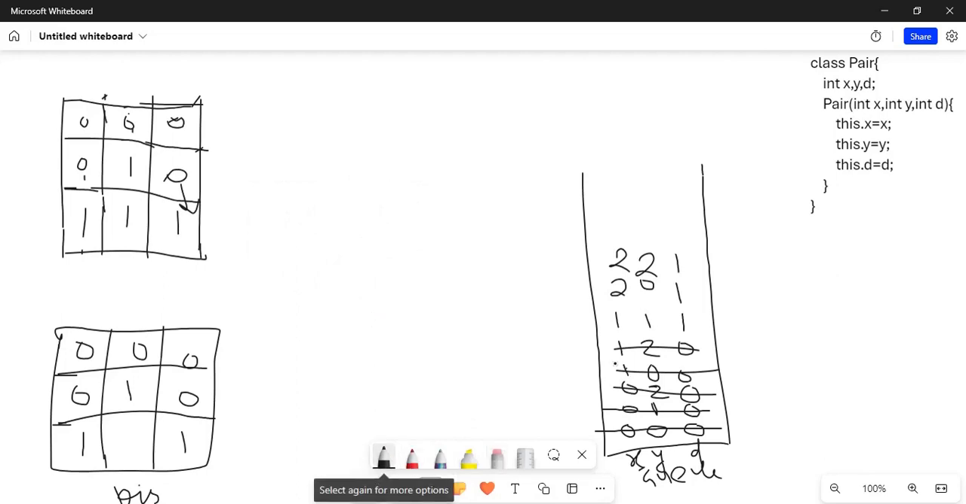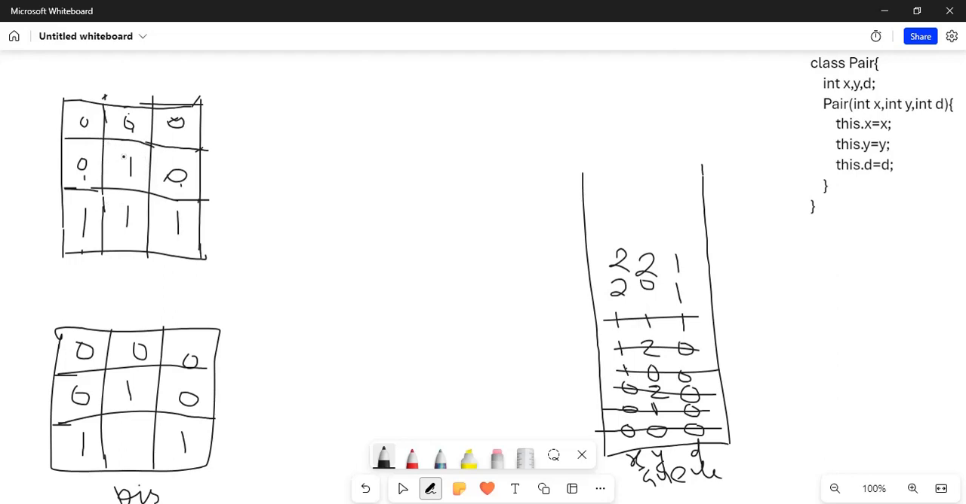Now let's try to remove the next one. Now remove row 1 column 1 distance 1. That means the nearest 0 for this cell is 1. The nearest 0 for this cell is 1.